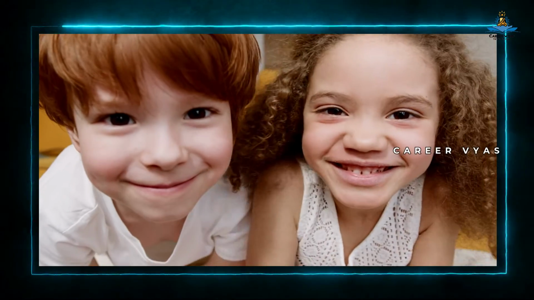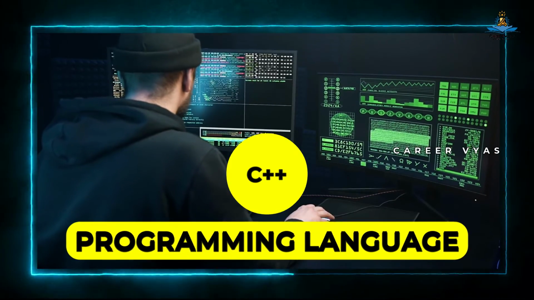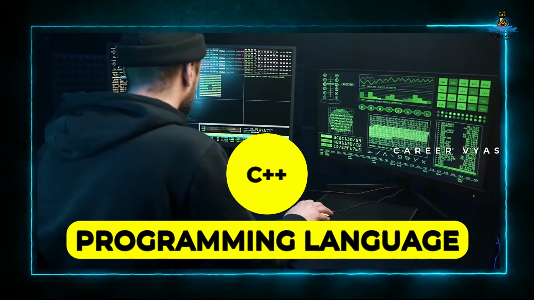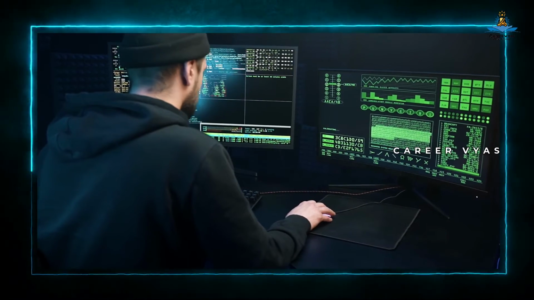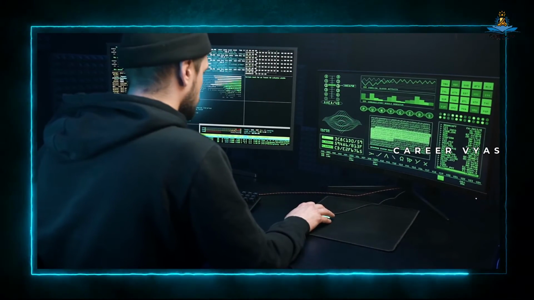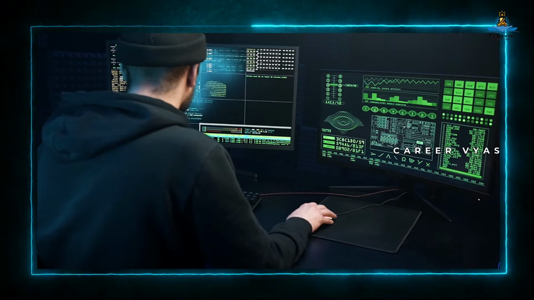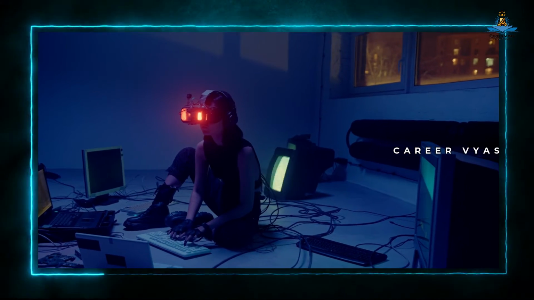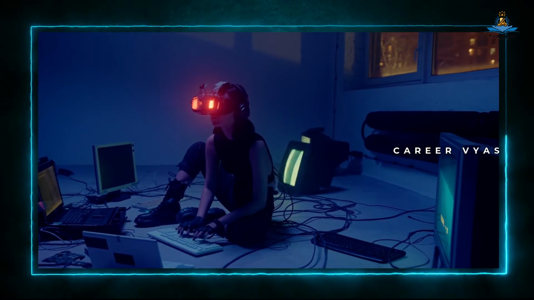Guys, I know most of you must have heard about the programming language C++, but do you know there are various online sources through which you can learn them and various job opportunities in the same field? Doesn't it sound interesting? So today we are going to be talking about the same.